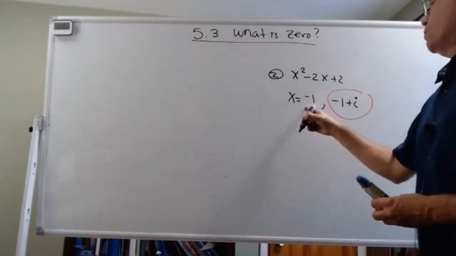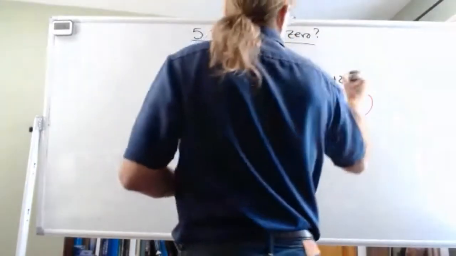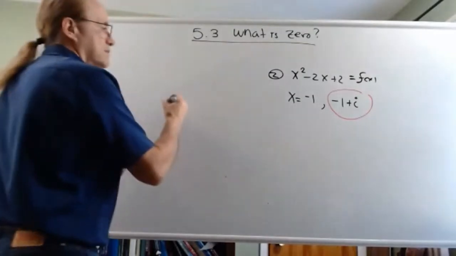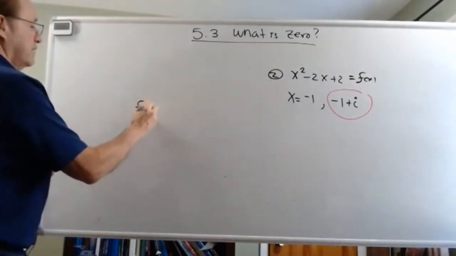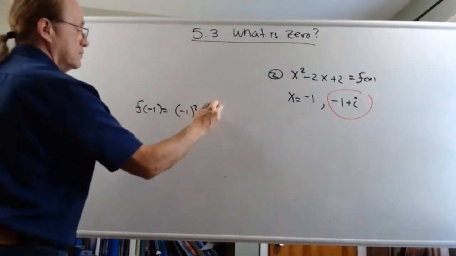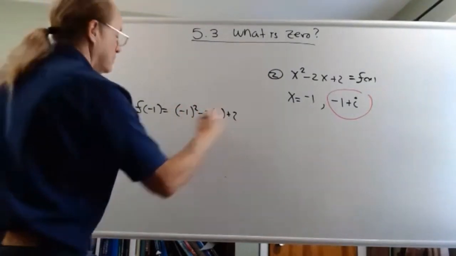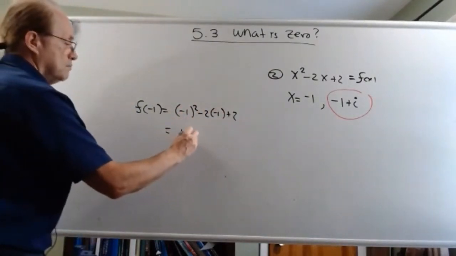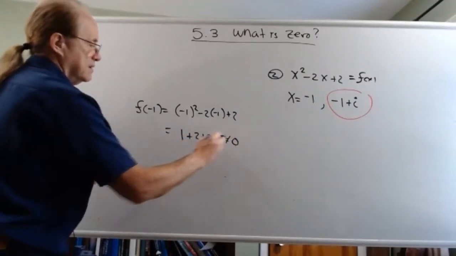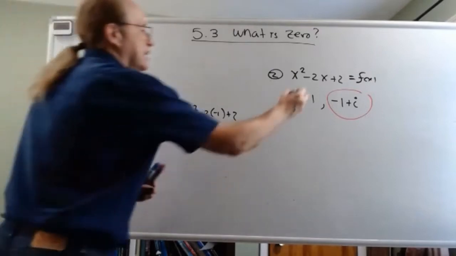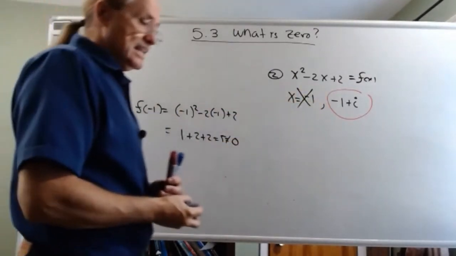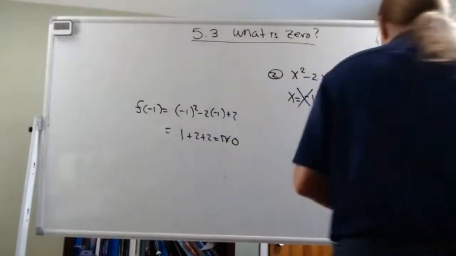Okay, let's plug in the first one. This is my f of x. Sorry, I didn't write that. So if I come over here, let's do it on this side. Put in f of -1. Let's see, -1 squared minus 2 times -1 plus 2 gives me 1 plus 2 plus 2, which is 5, which is definitely not 0. Not a root. It is not a 0 of that function.